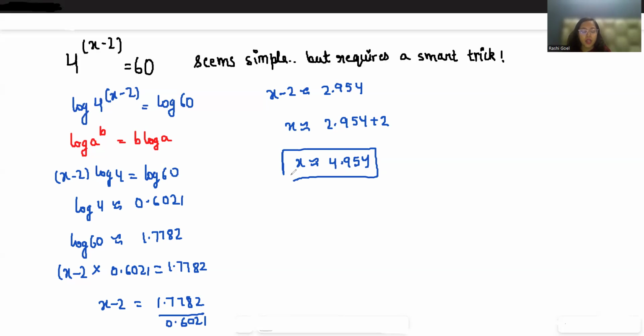So by applying logs and the power rule, we solve the exponential equation step by step.